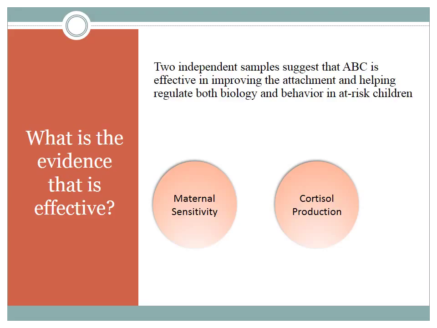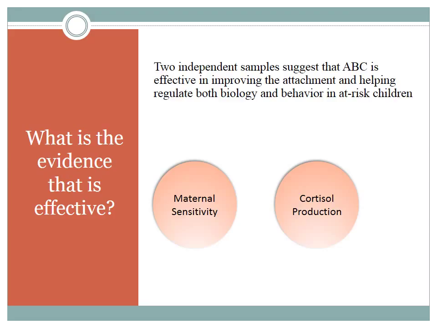What is the evidence that shows the ABC program as an effective intervention? Two independent samples suggest that ABC is effective in improving the attachment and helping regulate both biology and behavior in at-risk children. The two variables I'm going to talk about are maternal sensitivity and cortisol production. The evidence is based on children in foster care under 2 at the time of enrollment in the program. Changes in the maternal sensitivity and cortisol levels were observed.